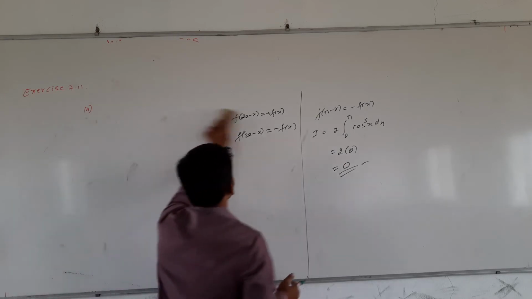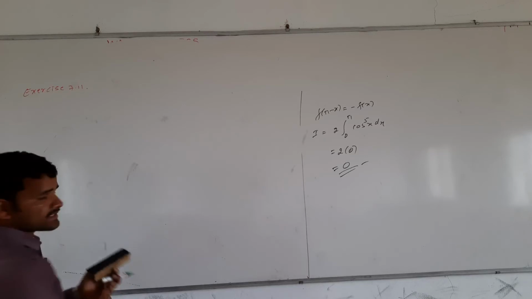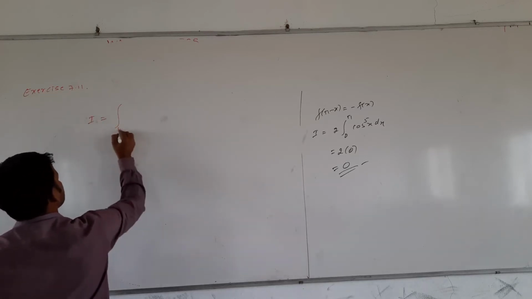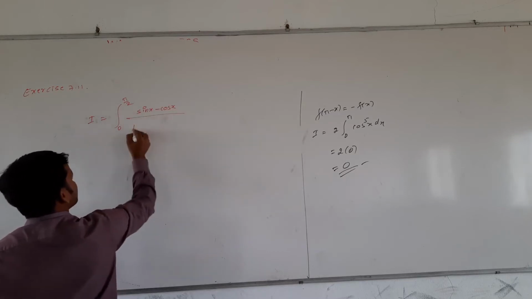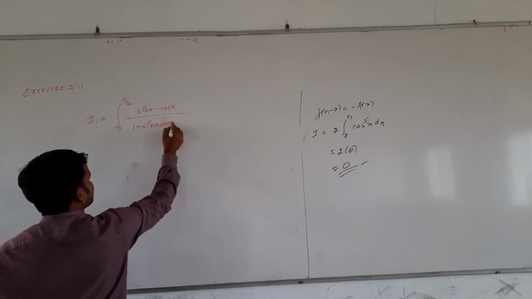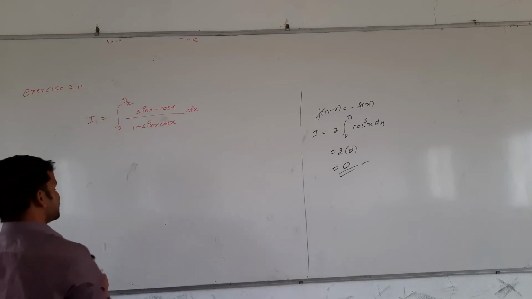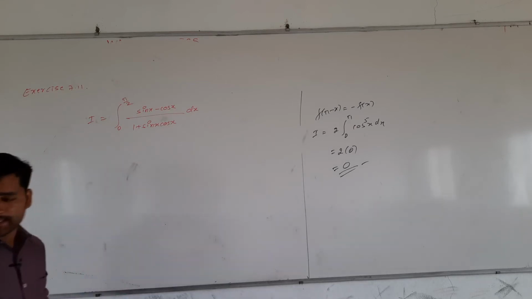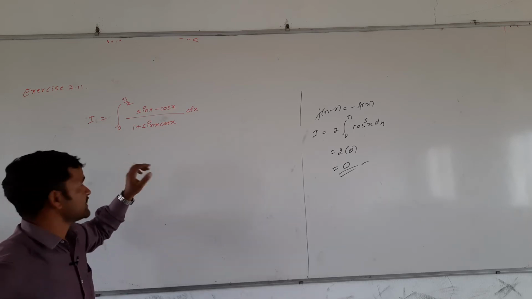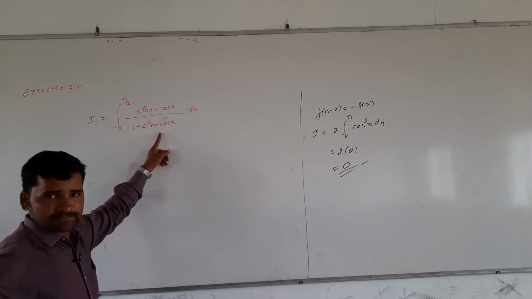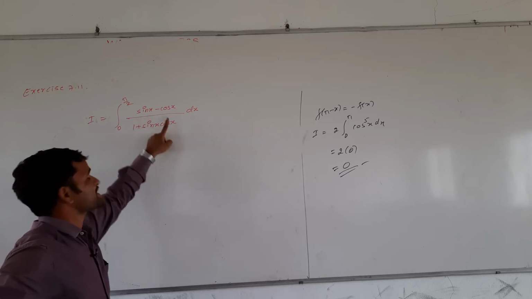Problem number 15 is very simple. I will tell you how to integrate problem number 15, and I will tell you the answer also. 15 is I equal to the integral from 0 to pi by 2 of sin x minus cos x divided by 1 plus sin x cos x dx. This answer is 0, correctly I am saying. You use the property that the integral from 0 to a of f of x dx is equal to the integral from 0 to a of f of a minus x dx. The denominator will be the same, cos x into sin x. In the numerator, we get cos x minus sin x.